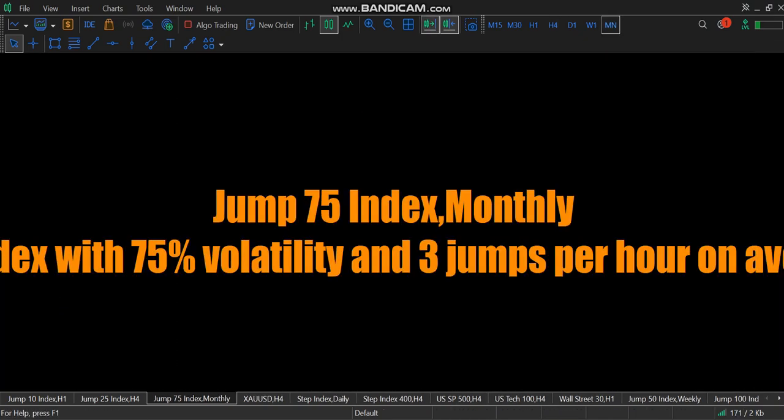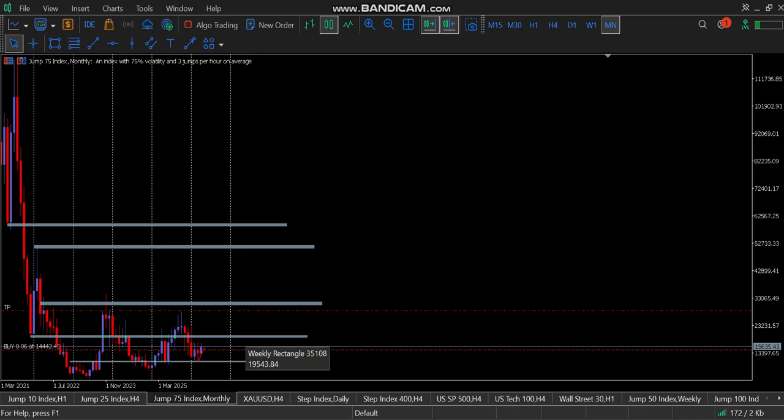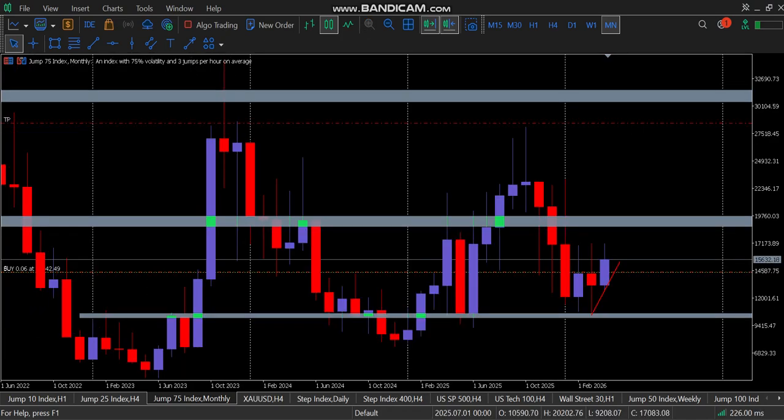So yeah, on a monthly time frame, this market has rejected this weekly zone here that I've drawn. However, we did not see anything that could tell us that this market is bullish at the moment, because there's no candlestick pattern on a monthly time frame. But what made me enter this market was a trend line.